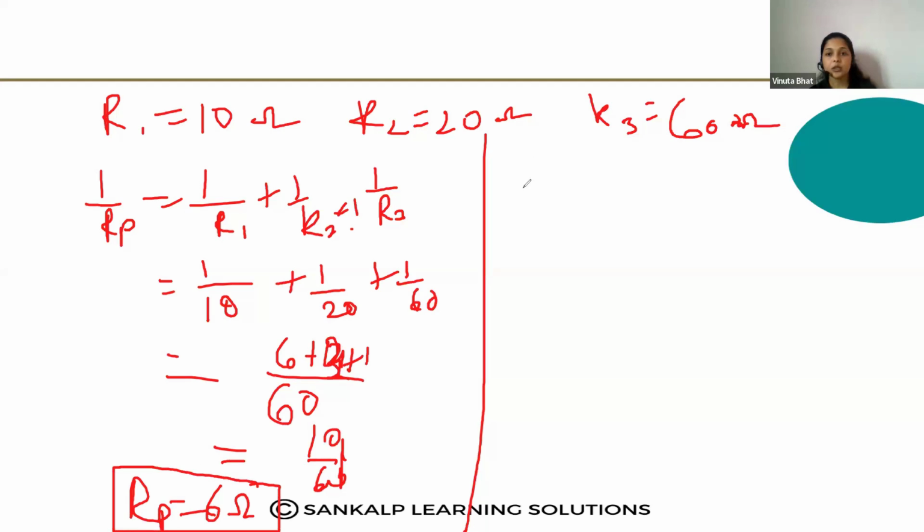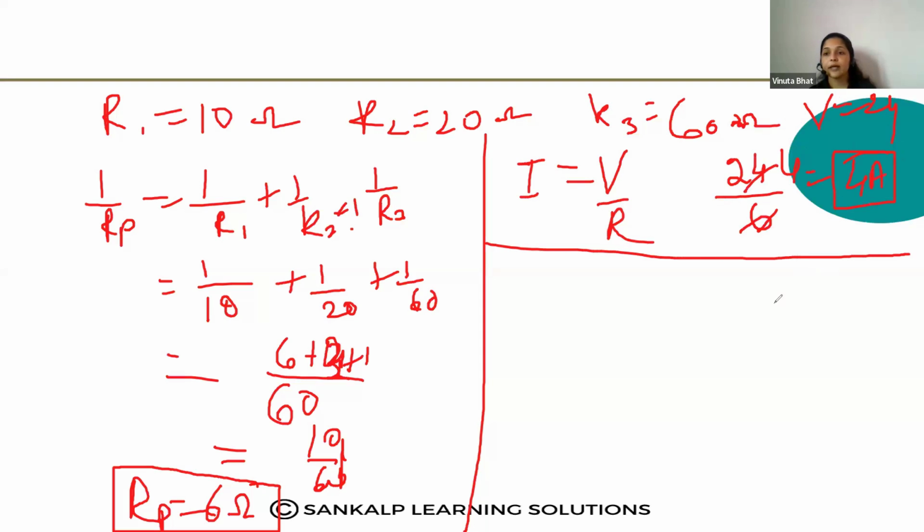Then find out the total current flow. I is equal to V by R formula. What is the value of V? That is 24 volt. So 24 divided by total resistance, that is 6. 6 fours are 24. So the total current flowing through these three conductors is 4 ampere.